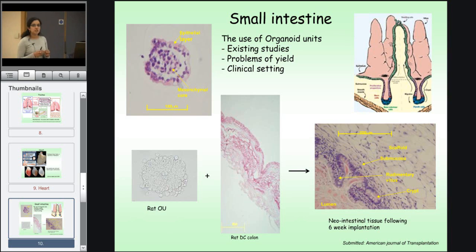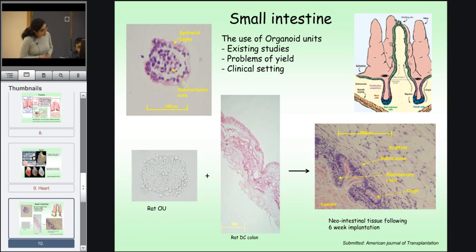What we did was we took pieces of rat colon and we decellularized them using, again, detergents and produced a scaffold. And this is the scaffold that you see. This is a histological image. So this is a section that has also been stained so you can see the collagen. This is the lumen, and this is the outer edge. And the pink stain is all the collagen.